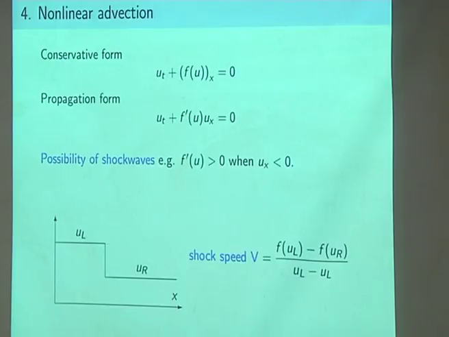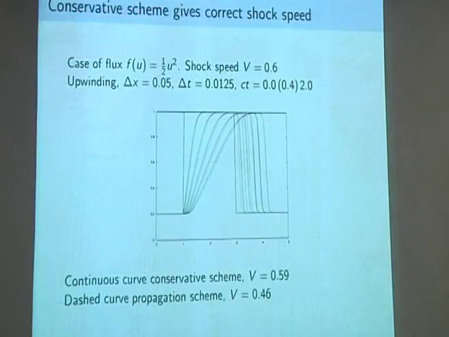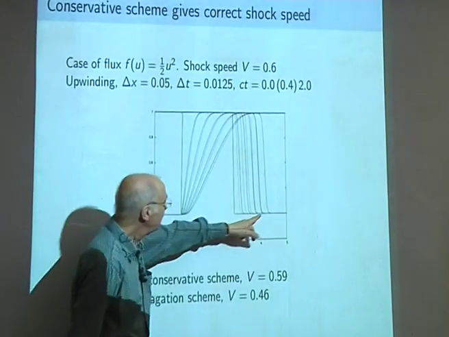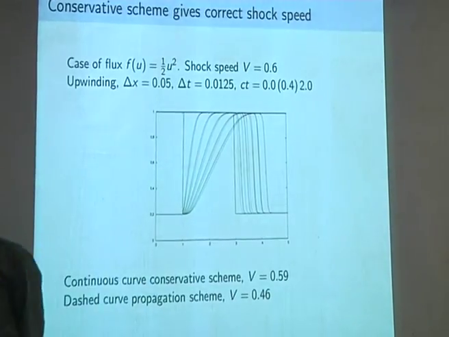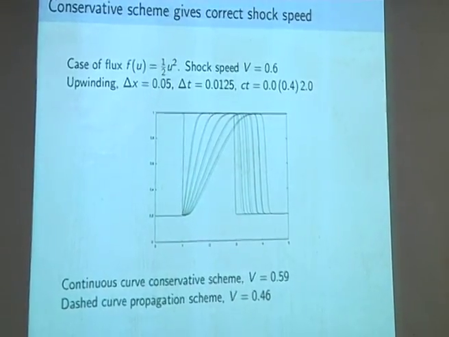Because if the first order method would like to spread things out, well, that's just what you want to do in a rarefaction wave. First order methods spread things out, but the formation of shock waves is crowding material in and sharpening up your gradients. So actually this solution was with just upwinding, and I've coded up in continuous black the conservation form, and in the dashed curves is the propagation form.